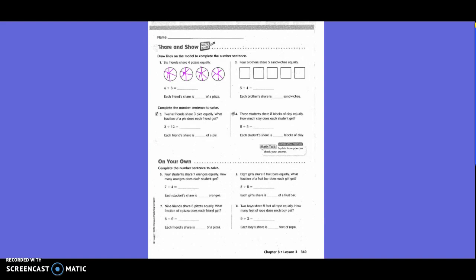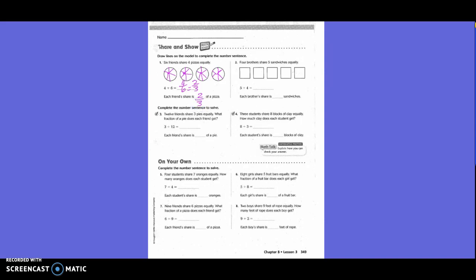Okay, so basically, how much does each friend get? So they're going to get 4/6, right? That's also written as 4 over 6. So what is that equivalent to simplified? 2/3. So each friend's share is 2/3 of the pizza.